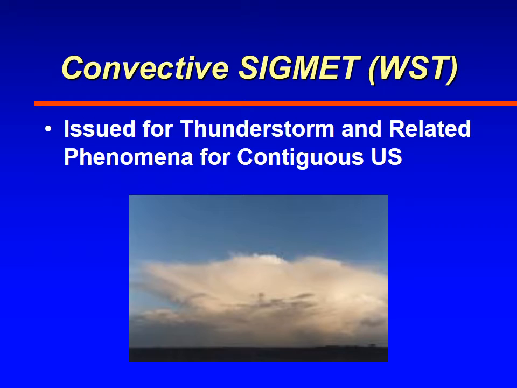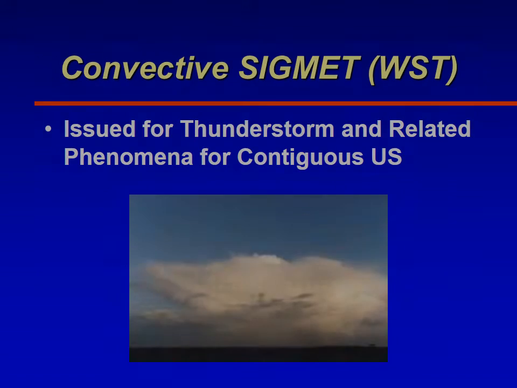We use the abbreviation WST. And convective SIGMETs, of course, are for thunderstorms in the contiguous U.S. If you look at SIGMETs from around the world, they typically contain thunderstorm and convective weather. Here in the United States, since we thought it was so important that thunderstorms be noted and the information passed on quickly, we created our own called the convective SIGMET.